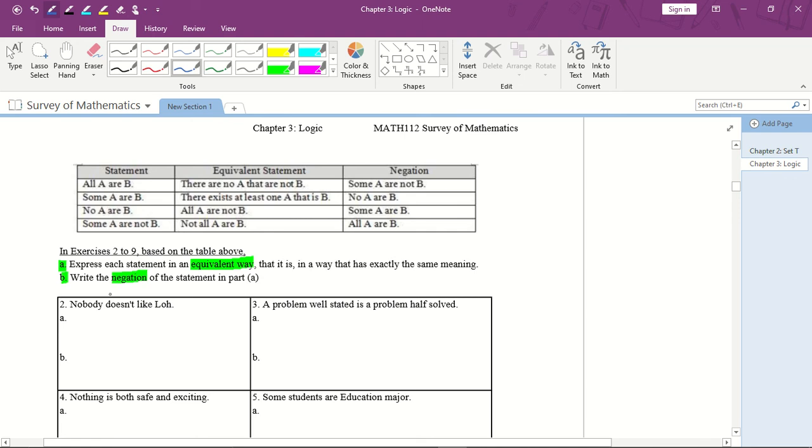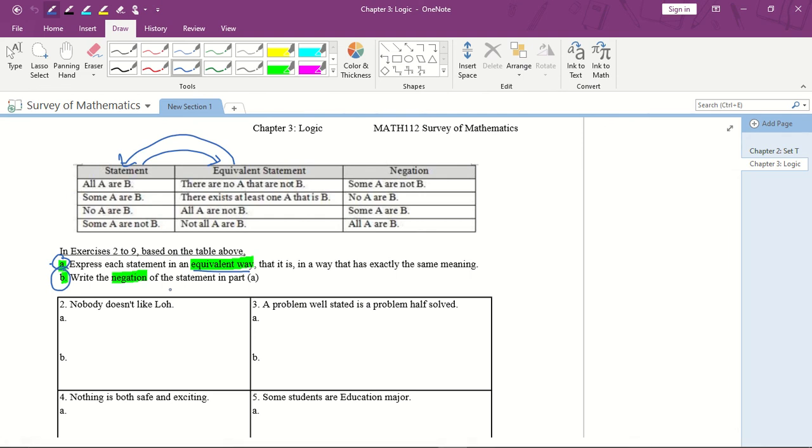So here it says: nobody doesn't like law. Remember, part A asks you to write the equivalent way, which means that this statement is equivalent to this, and also this statement is equivalent to this. And part B asks you to write the negation of the statement in part A, which means that either one of this column will be the negation of this one. So the question says that nobody doesn't like law.